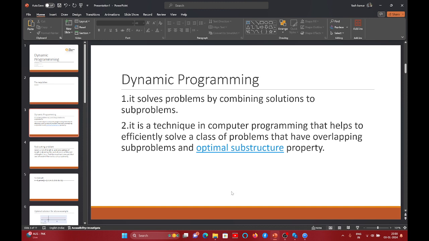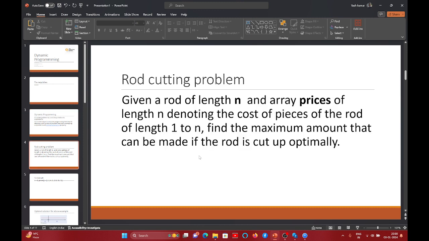It is a technique in computer programming that helps to efficiently solve a class of problems that have overlapping subproblems and optimal substructure properties. So we will look at that first by an example, which is the rod cutting problem.